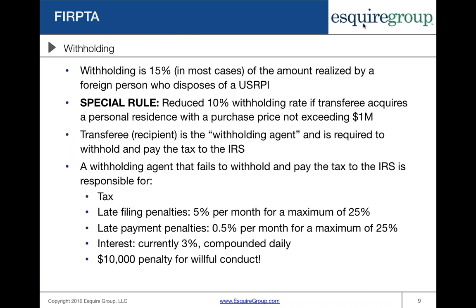One of the things that I think is important to note is if you're the buyer in this situation and you knew you were supposed to withhold and you didn't do it, then that's willful conduct and can be subject to a $10,000 penalty.